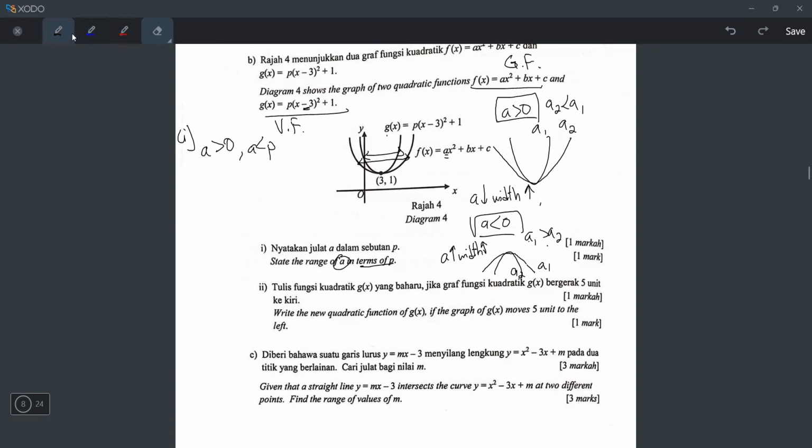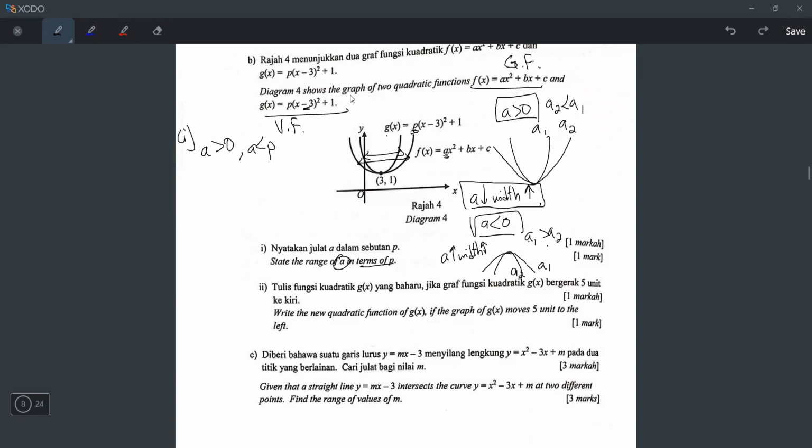So let's come back here. This f(x) curve obviously is wider and it's a U-shaped case. So for the U-shaped case, you need to memorise: if the a is smaller, then it's wider. So the a value of f(x) must be smaller than the a of g(x). And we all know the a value of g(x) is p.